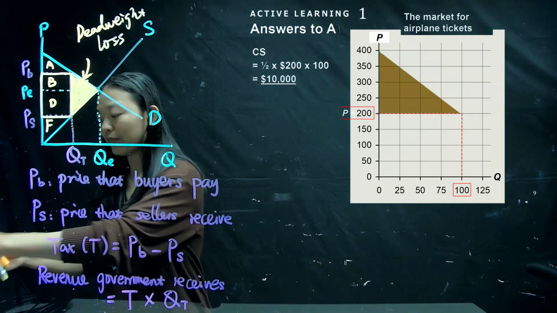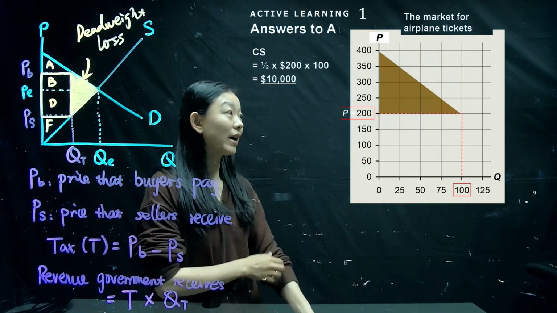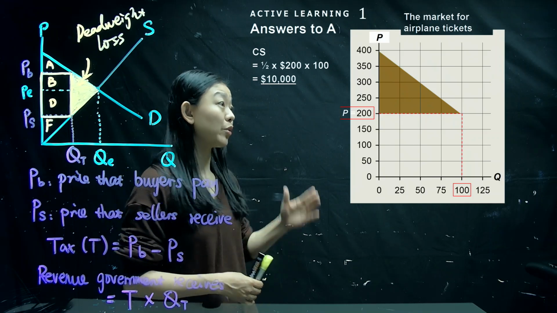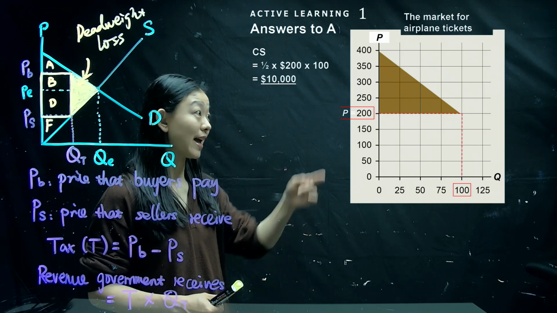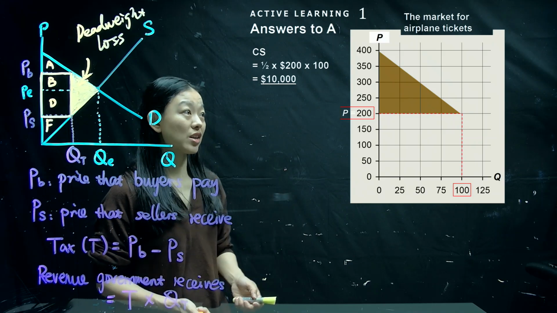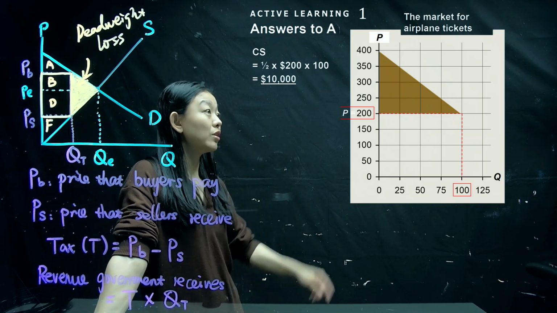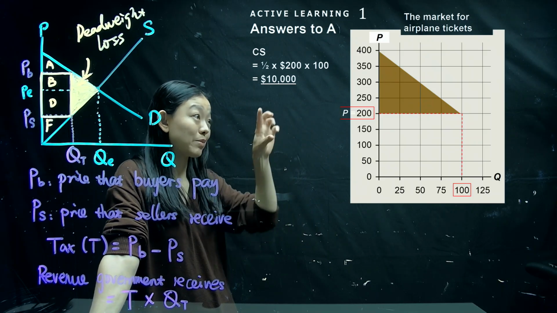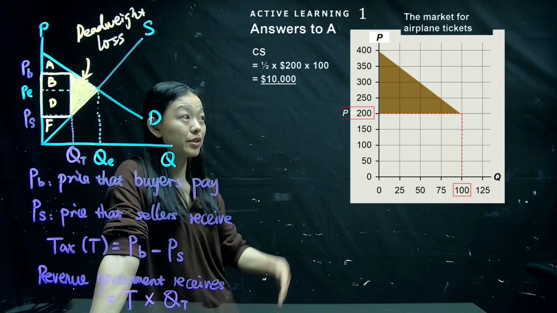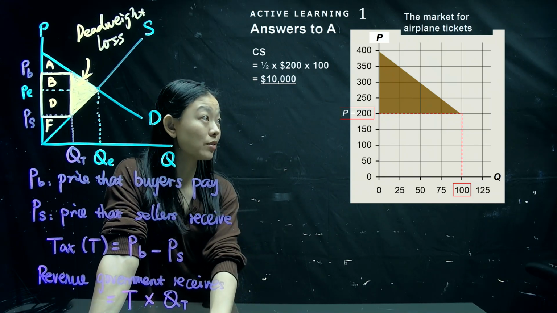Let's see. Before imposing tax, or we say without tax, we have the market equilibrium price, as I just talked about. Find the intersection point. You can get the equilibrium price equal $200, right? And the equilibrium quantity equals 100. Then the consumer surplus is just the area of this triangle, so the area is half times base times height. The base will be 100, the height will be 200. So you can get $10,000 as the consumer surplus, right?